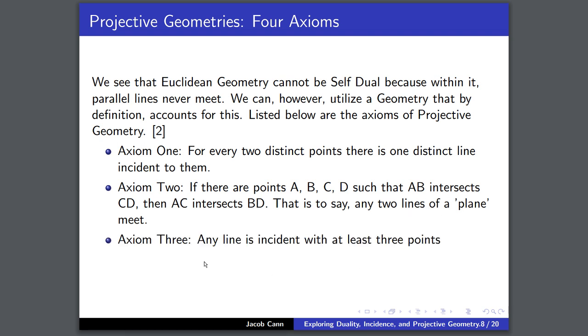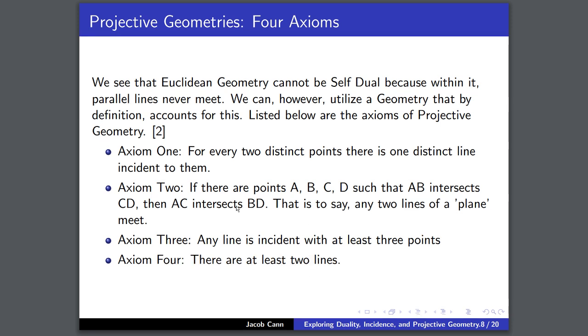Axiom 3 is that any line is incident with at least 3 points. And that's the whole idea of 3 points being collinear. So you can't have a line that doesn't have 3 points. And axiom 4 is that there are at least 2 lines.